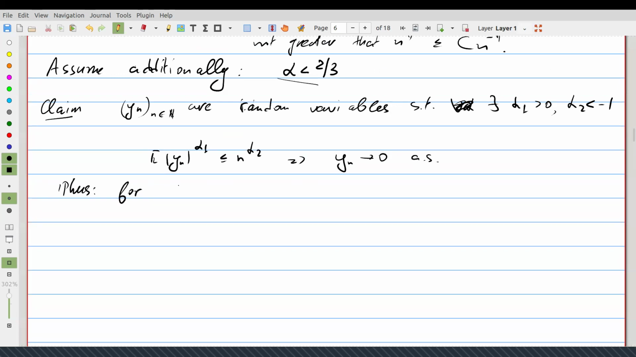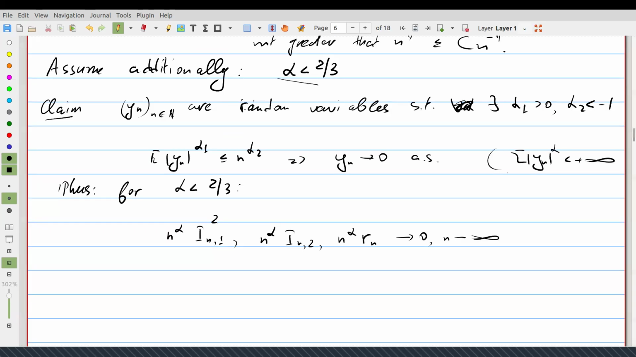Thus, for alpha less than 2/3, we have n alpha An1 squared, n alpha An2, and n alpha Rn all go to 0 as n goes to infinity. This is not Borel-Cantelli, this just means that it's going to be convergent. And that's all, almost surely by this claim.